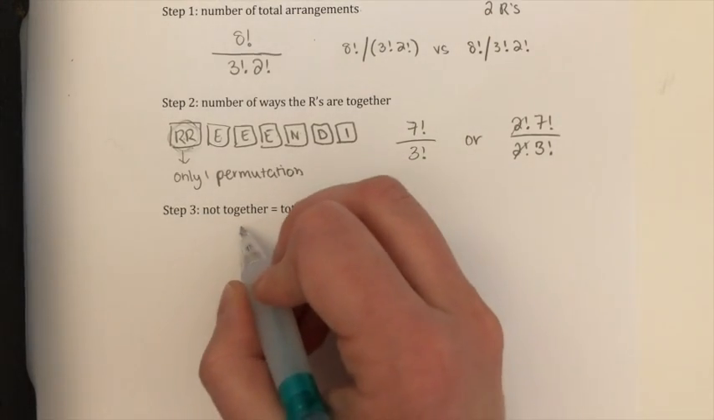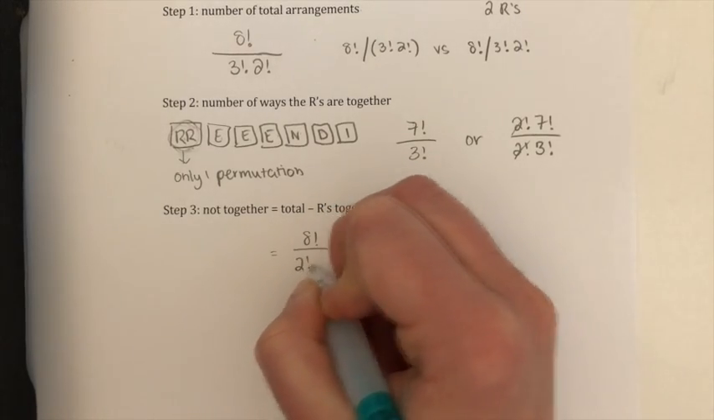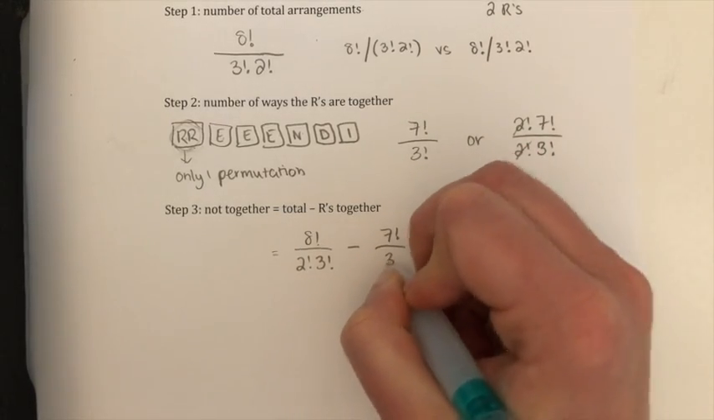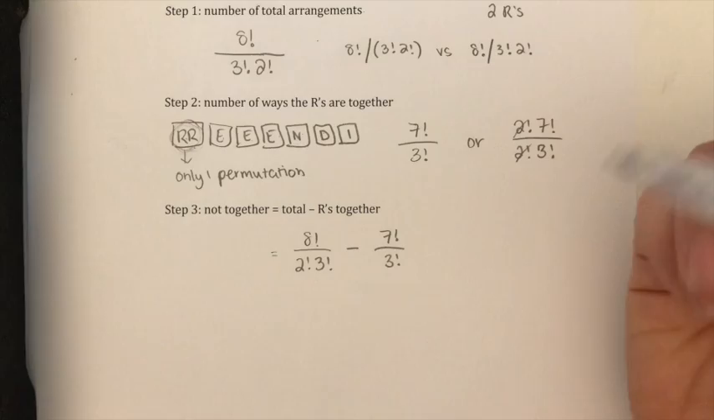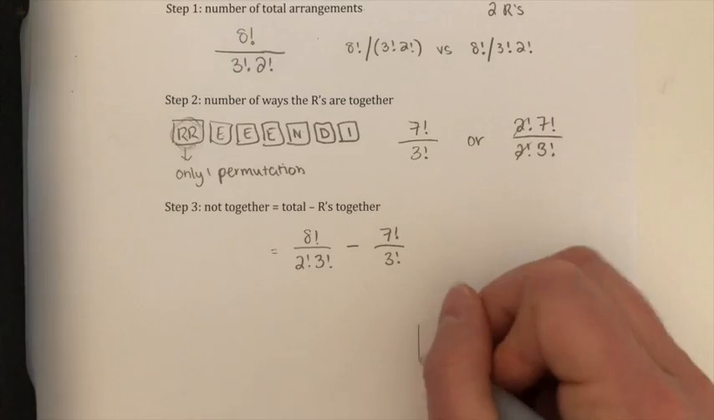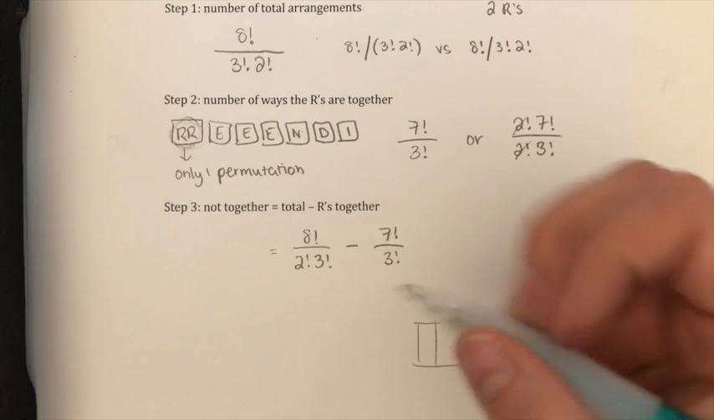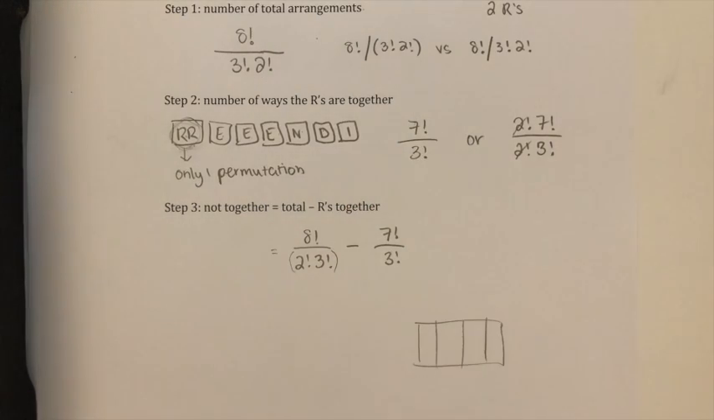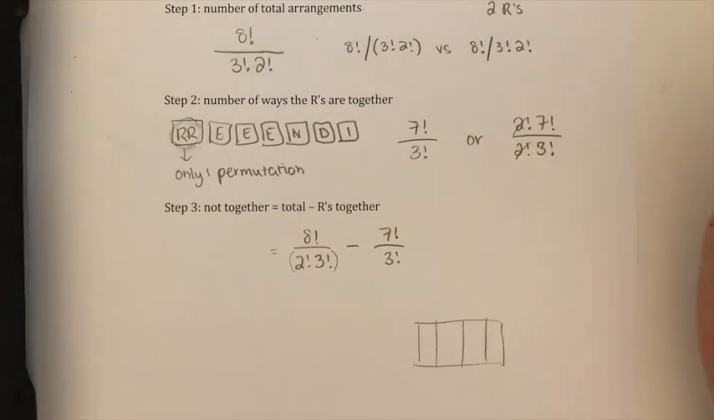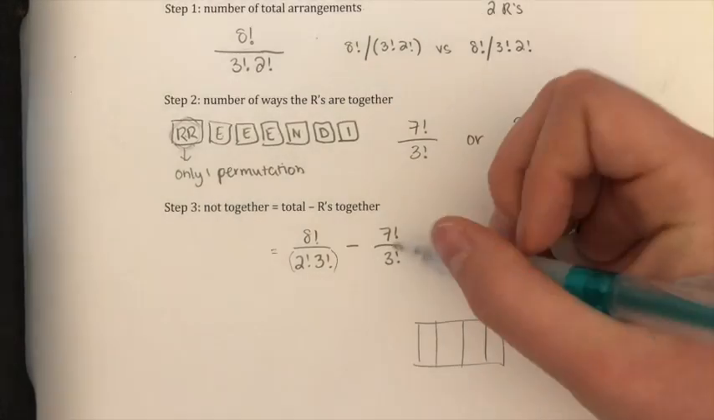Then the situation where they're not together is the total. So 8 factorial divided by 2 factorial, 3 factorial, minus 7 factorial over 3 factorial. Okay, so if this was a written question, this is totally sufficient. If it had to go in a numeric response box, you would actually have to type this out into your calculator, in which case those brackets here are very important. But if this was just written on your assignment or on a quiz, and it's not numeric, then this is totally fine.